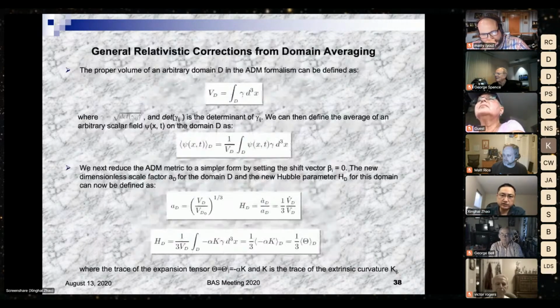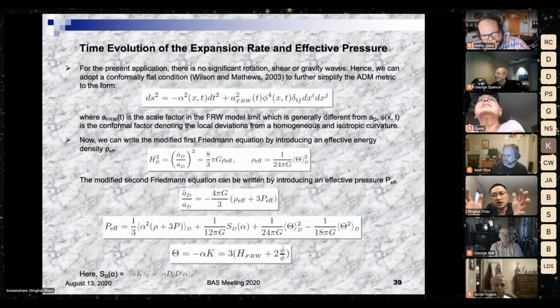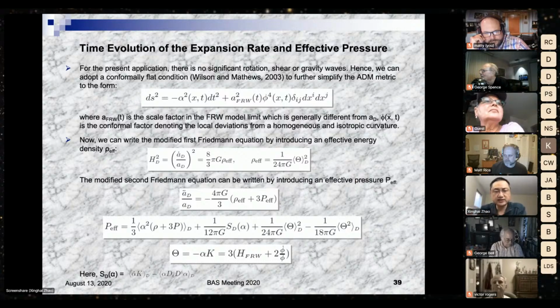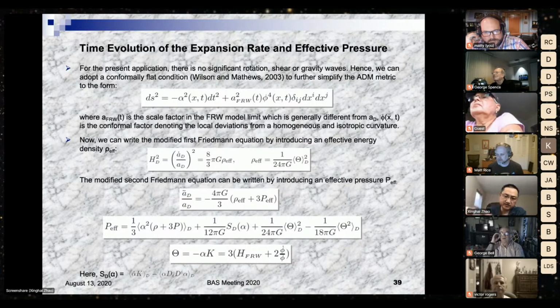So now we have a new definition of the size of a certain patch of the universe using the new metric, and then we use the Einstein equation to get a new Friedmann equation on a small patch of the universe. This patch may contain nothing. This patch may contain a rich cluster of galaxies. This is called the domain. So now everything has a lower subscript domain.